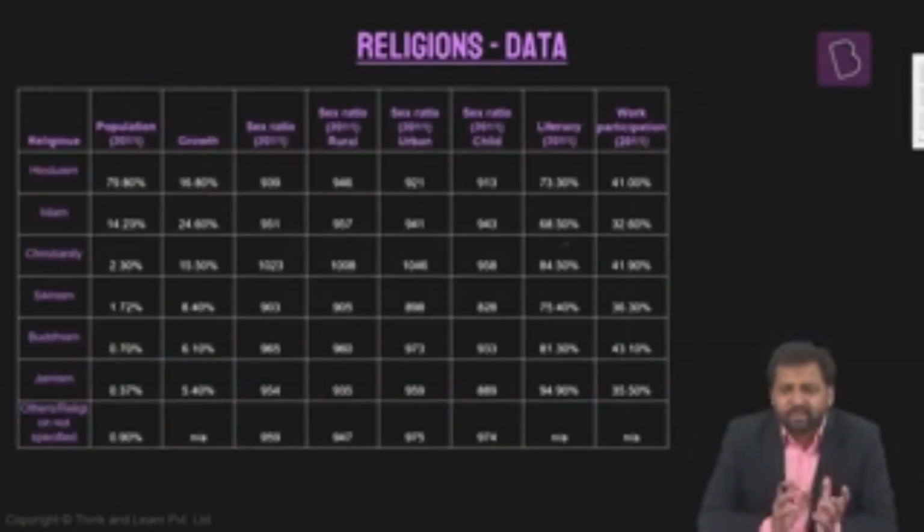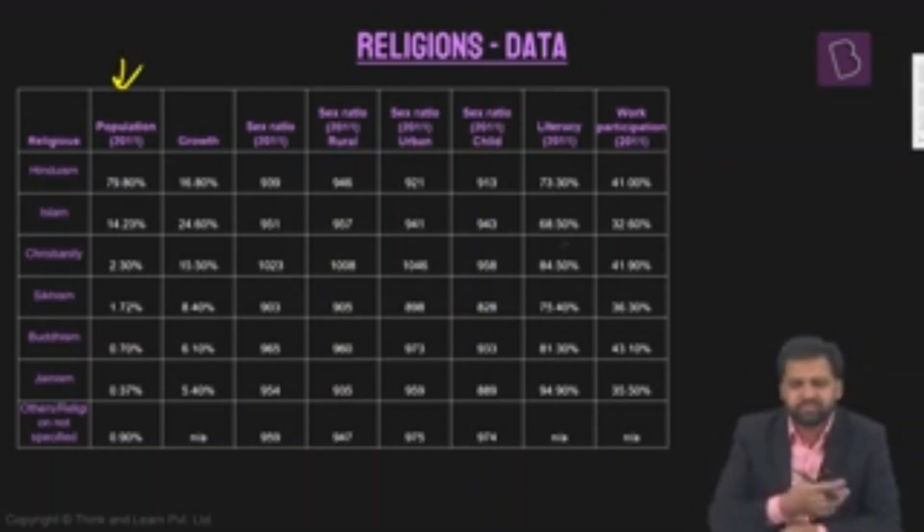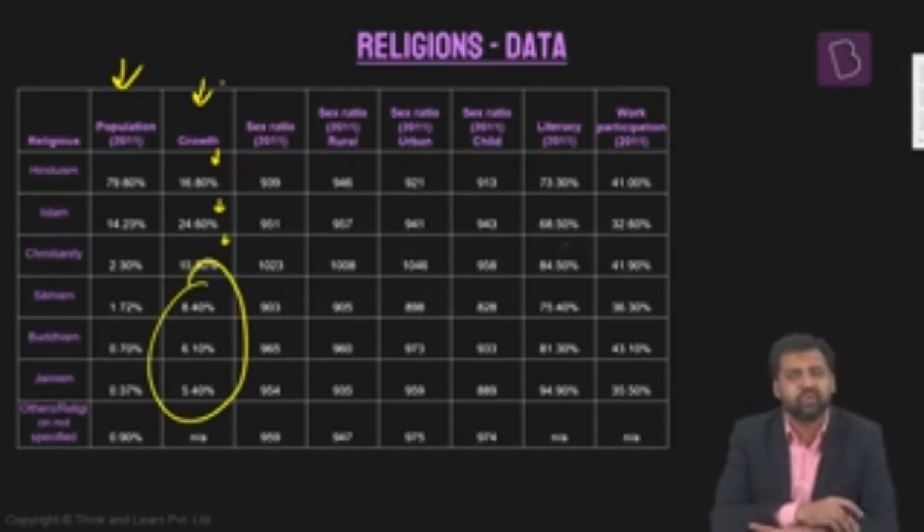Now let's look at how these religious groups fare in terms of different socio-economic indicators. This is the proportion in the population. This is the overall population growth rate. If you look at the decadal growth rate, for Hindus it was around 16-17%, for Muslims it was 24.6%, Christians 15.5%. For Sikhs, Buddhists, Jains, the decadal population growth rate is way less.